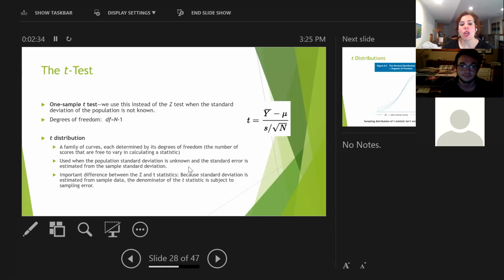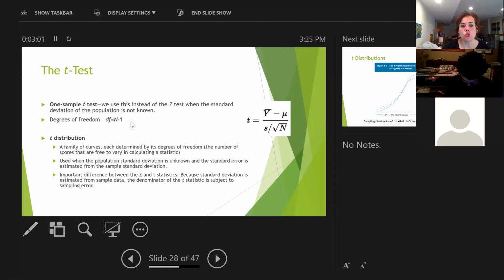Okay. So a one sample t-test, we use this instead of the z-test when the standard deviation of the population is not known. So again, this is how we would calculate the t, right? We've got our sample mean minus the population mean, divided by the sample standard deviation divided by the square root of your sample size.